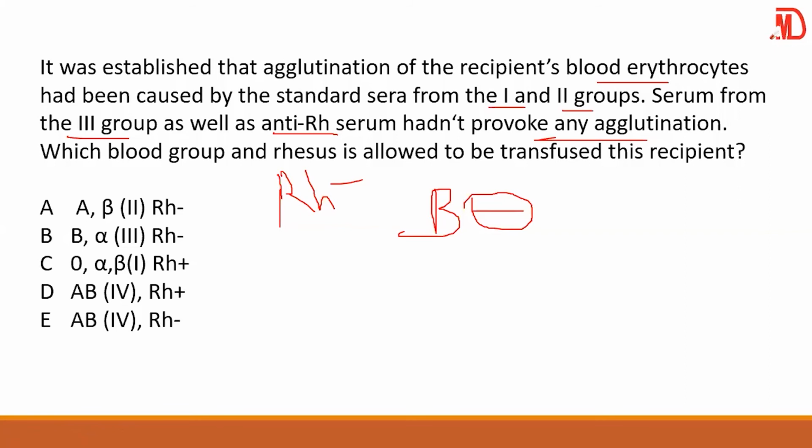This means that this blood is blood group what? 3, or blood group B. And again, this is anti-rhesus serum. Anti means no rhesus factor, or rhesus negative. So the answer is what? B minus. As simple as that. Do you get it now?